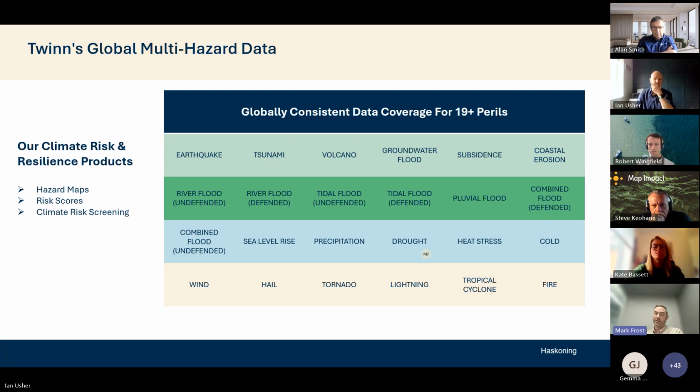Yeah, and then very quickly, as I said, we cover up to 90 different perils, but the two I'd flag that normally accompany flood with our clients are subsidence and coastal erosion. And again, those data sets have a 0 to 100 risk rating, so you can do a similar sort of analysis on that.